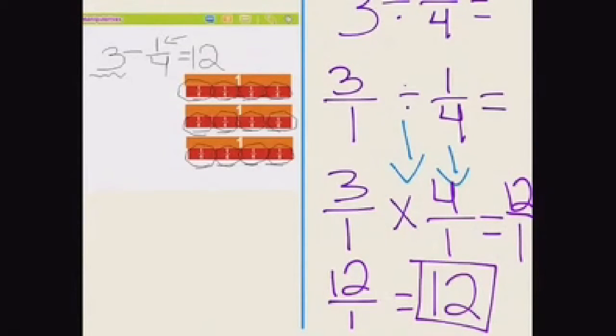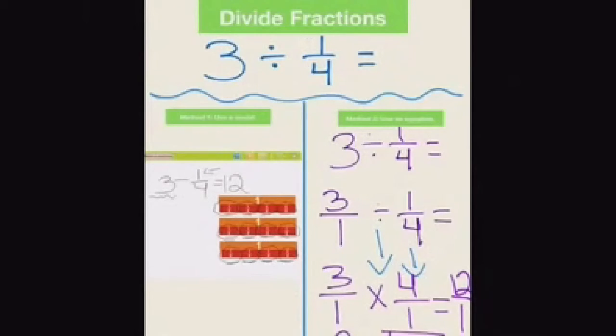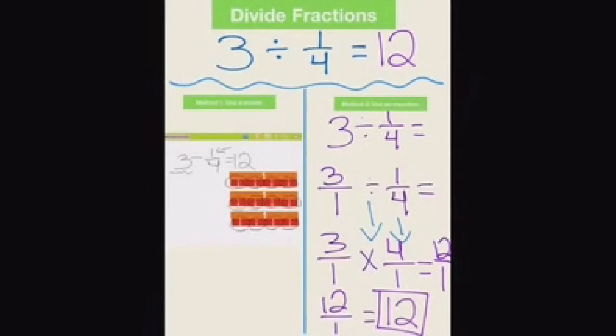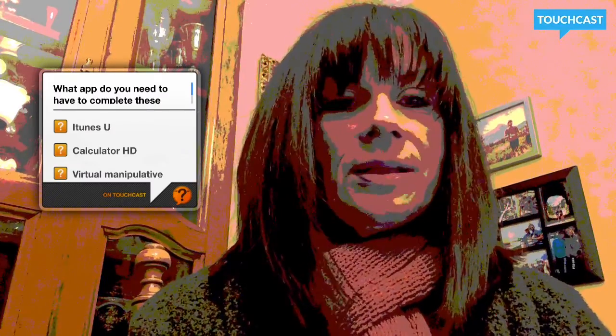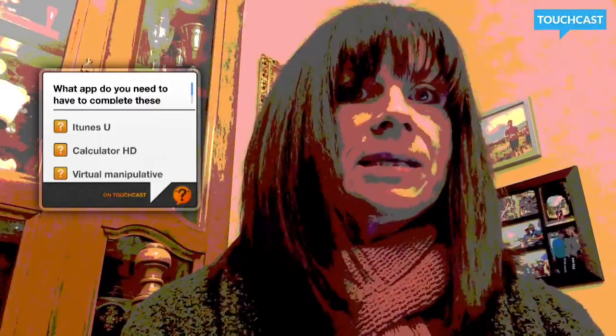So you can see in both examples here that we have 12 as our final answer. So let's go ahead and write that up at the top here. 3 divided by 1/4 equals 12. And that's our first dividing fractions example. Okay, this is the end of part 1. You should have completed the notes up until this point and done one modeling example.